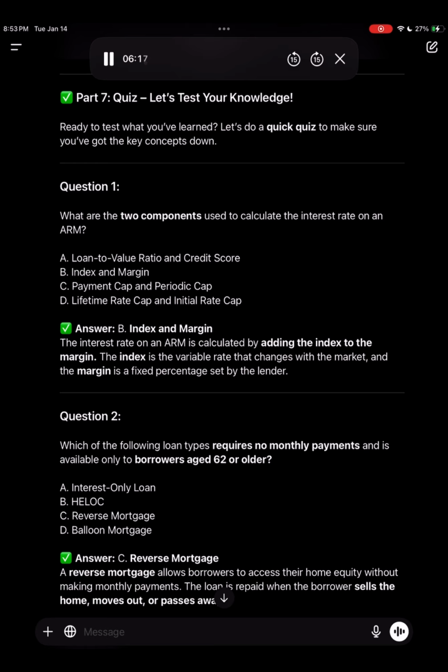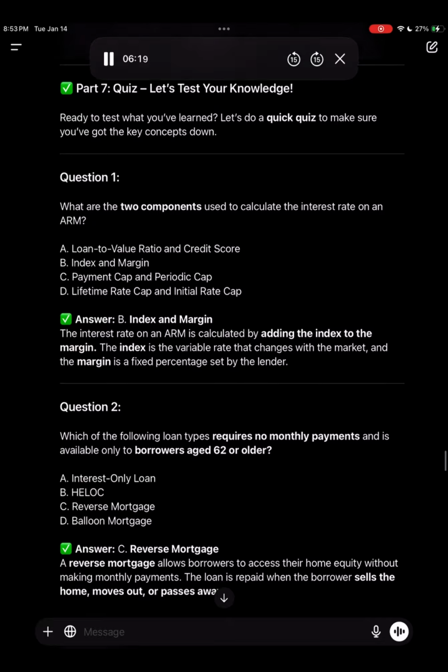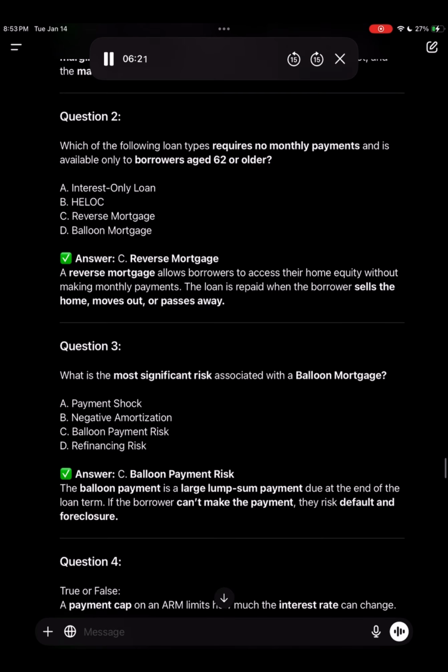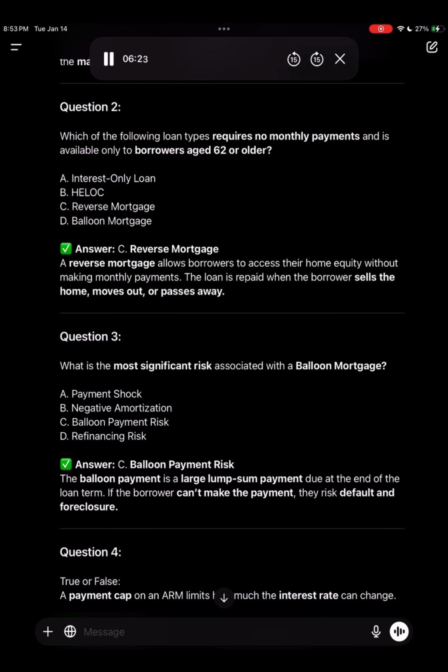Question 2. Which of the following loan types requires no monthly payments and is available only to borrowers aged 62 or older? A. Interest-only loan. B. HELOC. C. Reverse mortgage. D. Balloon mortgage. C. Reverse mortgage. A reverse mortgage allows borrowers to access their home equity without making monthly payments. The loan is repaid when the borrower sells the home, moves out, or passes away.